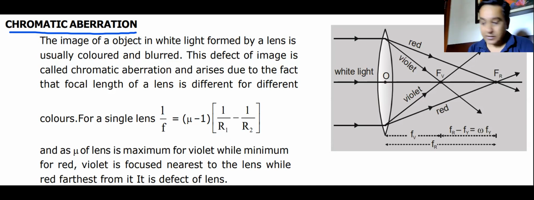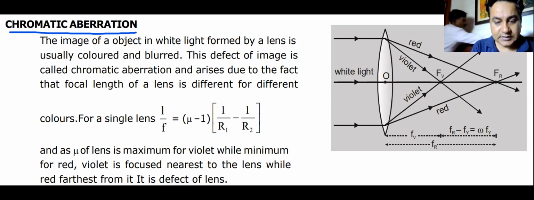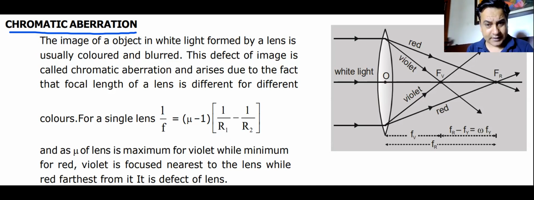Okay. Chromatic aberration. Now, we have seen in the previous lecture that white light consists of 7 different colors, 7 different wavelengths, and the refractive index depends on wavelength. In fact, if I say vaguely, it is inversely proportional to wavelength. For violet, the wavelength is smallest, and hence mu is very high. Mu is the largest. For red, wavelength is largest, and hence mu is smallest.